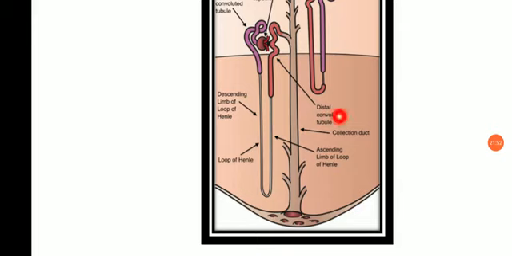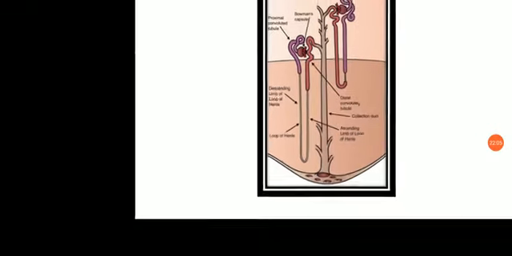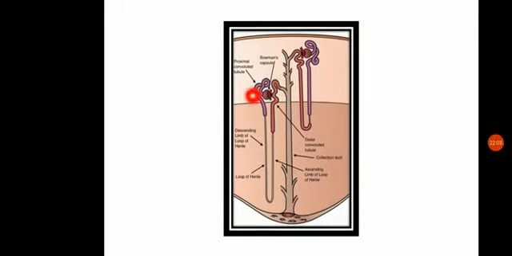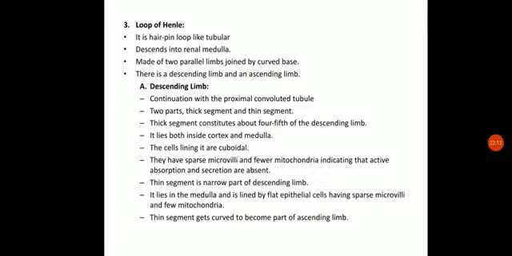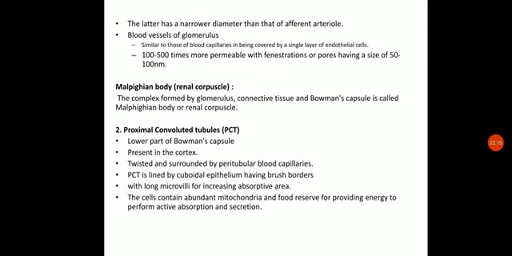This is the cortex region we have seen. This is the cortex region, and this is the medullary region. So the major part of the PCT will be lying in the cortical region. Now it is twisted and surrounded by peritubular capillaries. So here these are highly twisted. You can see it is basically forming coils, because they are highly twisted in nature.